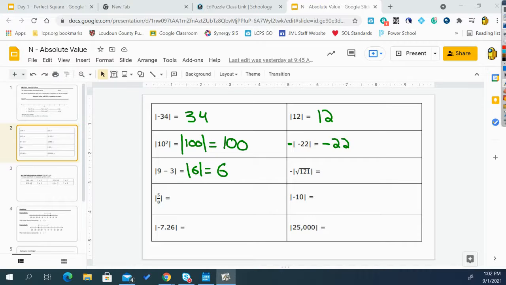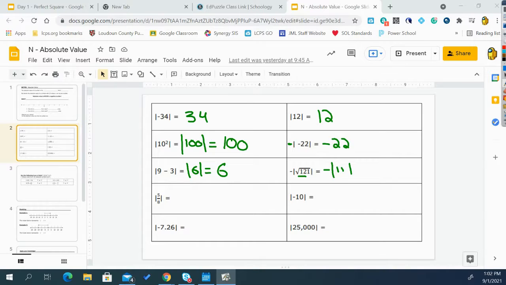The next problem is something we haven't learned yet, and we'll learn it later on this year. It says the negative absolute value of the square root of 121. You'll learn about that later this year, but for now, let's just realize that the square root of 121 is 11. So this inside becomes 11, but we didn't do anything yet, so we're going to leave the outside alone. We still have the negative and the absolute value signs, and let's put 11 on the inside there.